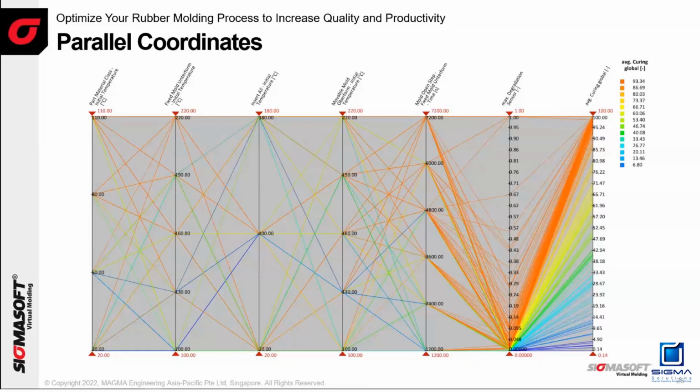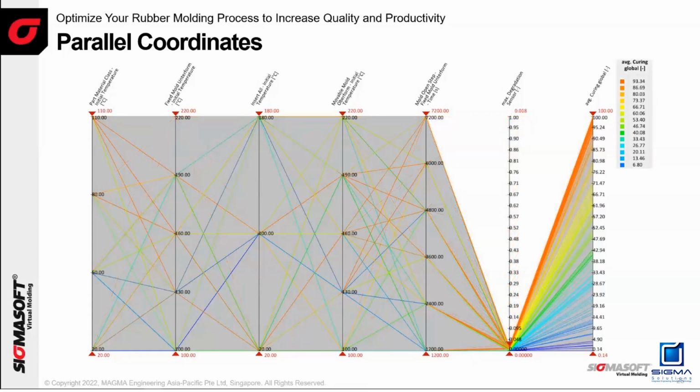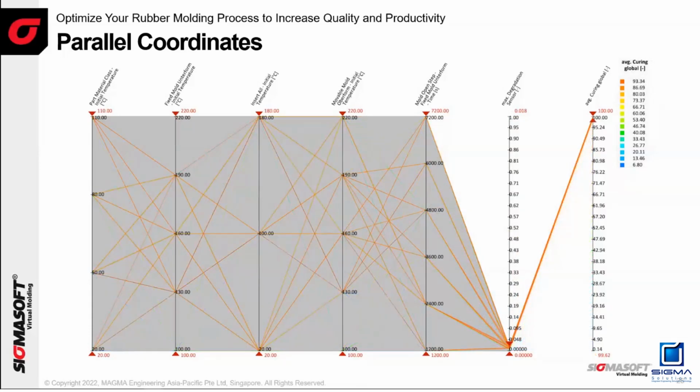For example, if I want to set the degradation to a certain level, then I just pull down. Same thing for the curing behavior. I want to achieve 99 point something, so I just increase that. I just pull up.